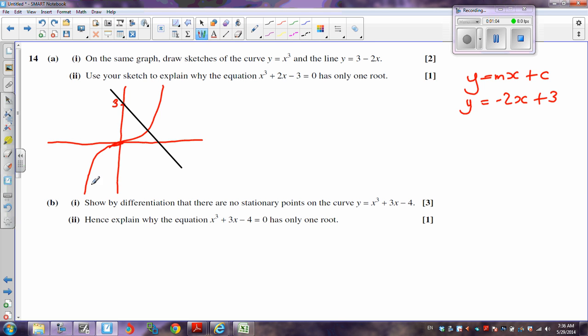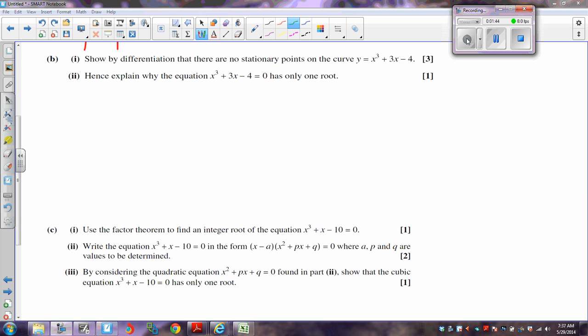You can see now that the curve and the straight line intersect at only one point, and that point is here. Because they only intersect at one point, it means that there is only one solution to the equation x cubed equals 3 minus 2x, because where the curve and the straight line intersect, that's the equation being solved, and that's of course the same as x cubed plus 2x minus 3 is equal to 0. So this equation has only one root because the curve and the straight line intersect only once.